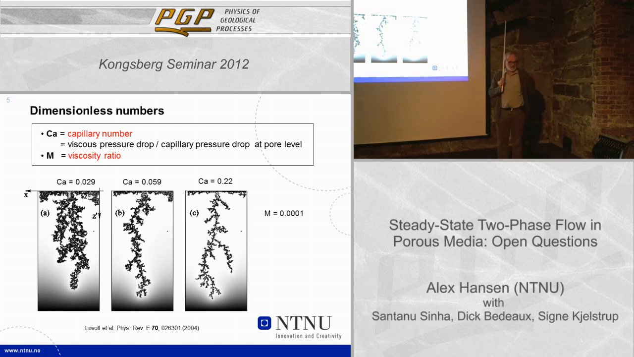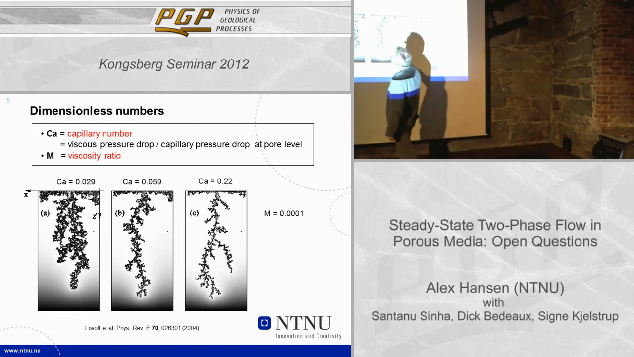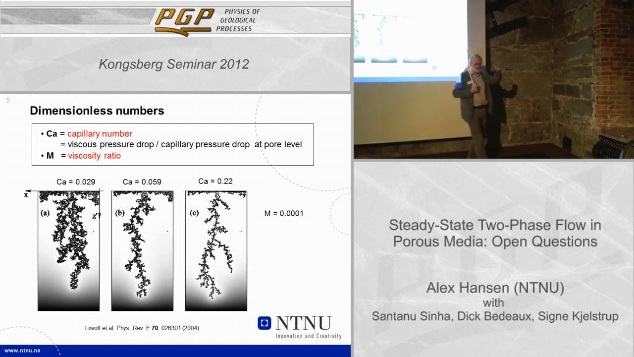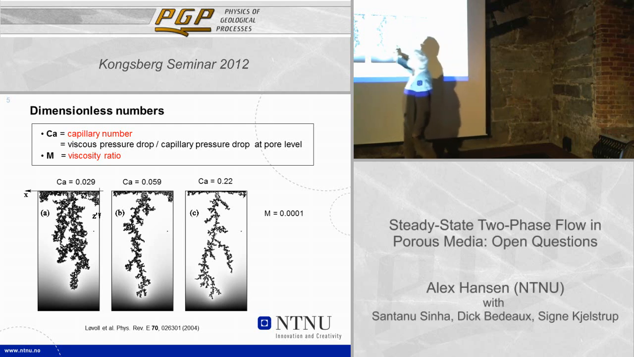In physics, in fluid mechanics, one is always looking for dimensionless numbers, so to really compare the size of things in an honest way. And in this case here, there are two important numbers. The first one is the capillary number, and that is the ratio between the viscous pressure drop and the capillary pressures on the pore level. So the higher the capillary number, the faster the process is going, because the viscous pressure drops, that's what you feel when you put the pressure across the system. All right, then second dimensionless number is the viscosity ratio between the two liquids.